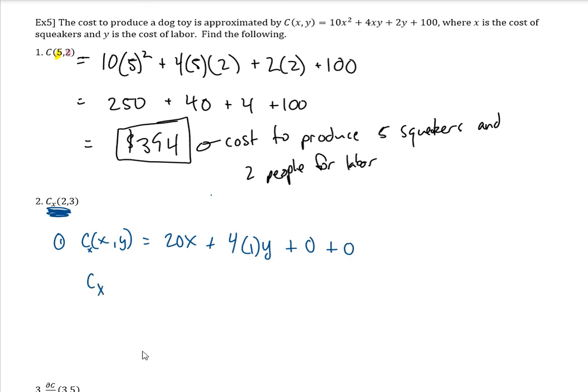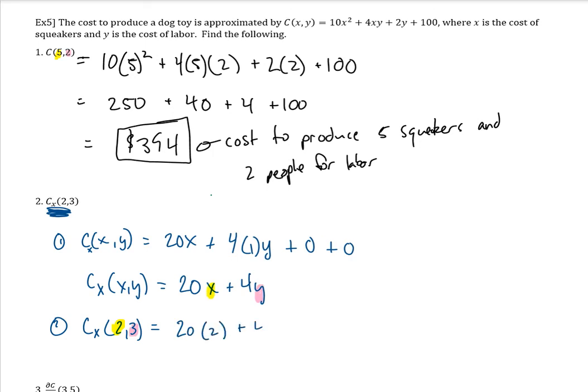Okay, so let's simplify this. This is our partial derivative with respect to x: 20x plus 4y. Now, step 2, we can plug in the 2 and the 3, making sure they're going in the right spot. Our x-coordinate goes in there, and our y-coordinate goes in there. So we've got 20 times 2 plus 4 times 3. This is 40 plus 12, so let's say that's 52.